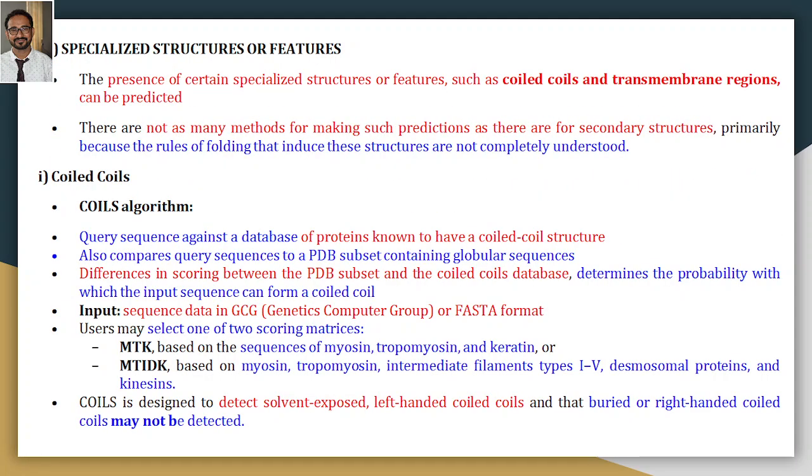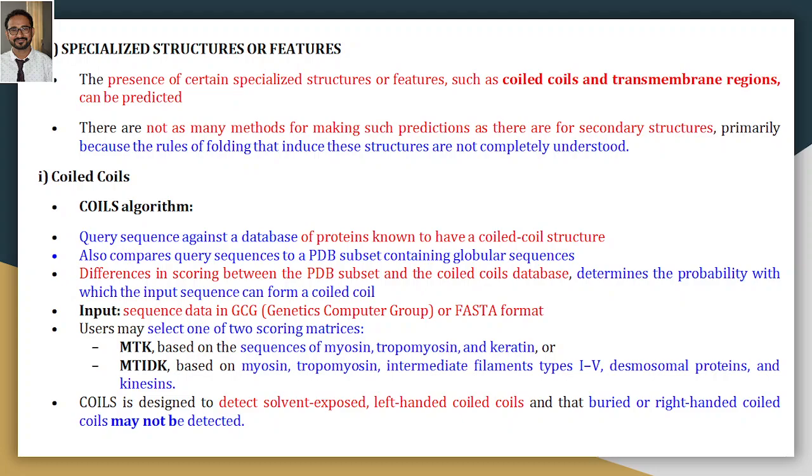Next, specialized structures or features. The presence of certain specialized structures will be there in the protein, right? Those things, for example coiled coils and transmembrane regions, can also be predicted. There are not as many methods for making such predictions as there are for secondary structures, primarily because the rules of folding that induce these structures are not completely understood. That is the reason there are not many prediction tools to detect coiled coils and transmembrane regions. That's why they are called specialized ones.